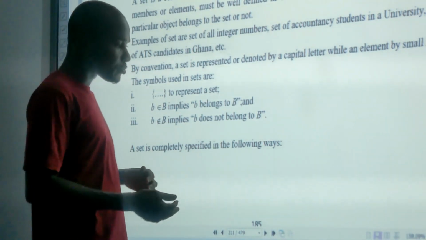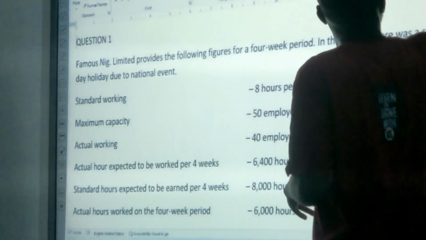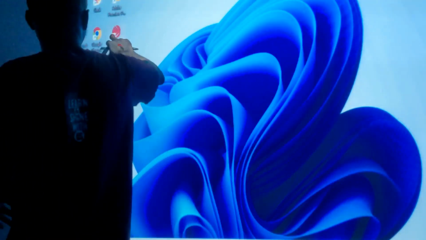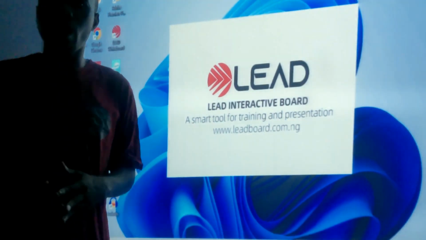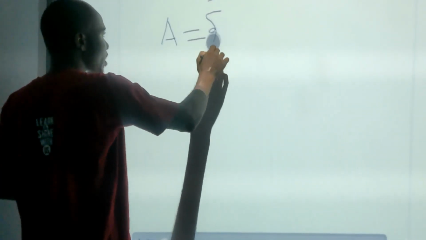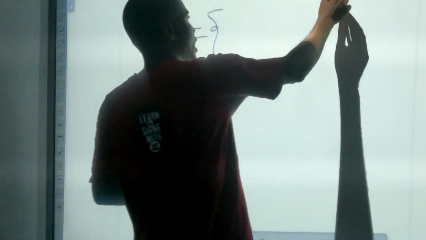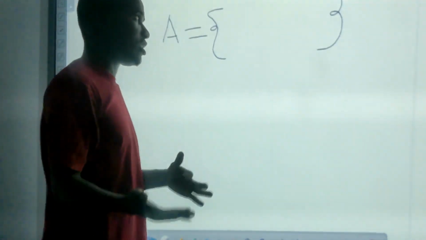So if we are to define our key elements in set theory, we can say we have a set A. Set A is a set that comprises ATS2 students. That means the elements of set A will be all of these ATS2 students.